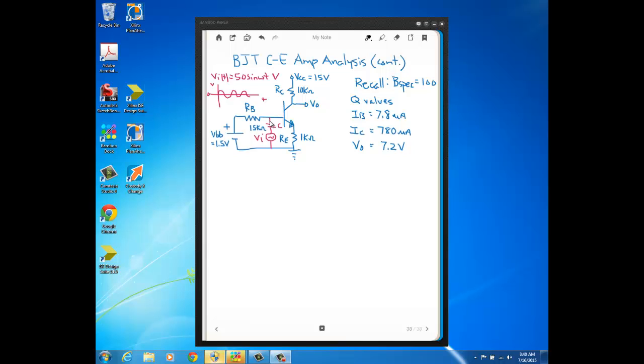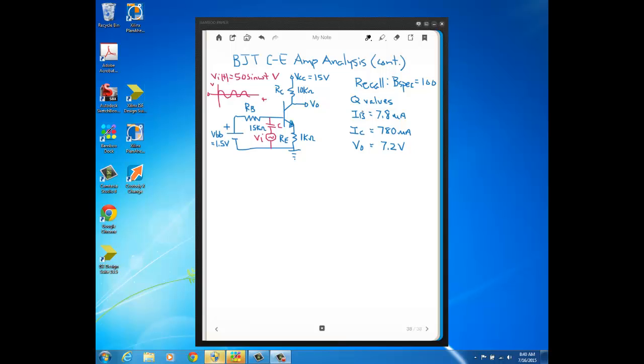We're going to continue with our analysis of a BJT common emitter amplifier in this video. In this example, remember that the beta spec we used was 100. Again, this would be found on the data sheet of the BJT. And we already found the Q values.